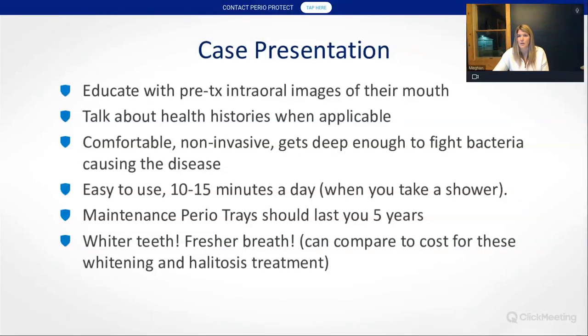So we definitely need to be talking about case presentation, educating patients, showing them the intraoral images, going over the radiographs, talking about the probing, and talking about their health histories as well. Again, using it as a roadmap.